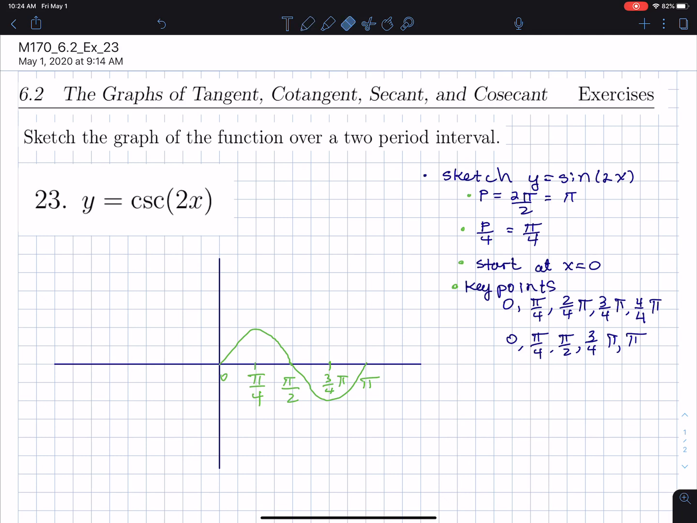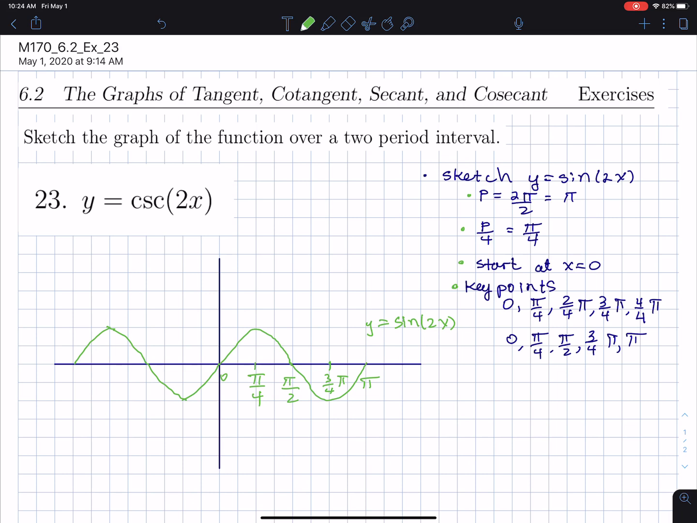Okay, and then I'm just going to use symmetry to go the other way, actually, because I think I should have more going on there. I think I should have more than just one cycle of the graph. Okay, so what's going on here is this is y equals sine 2x.